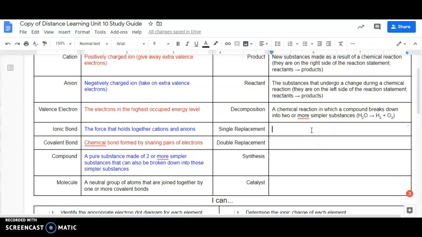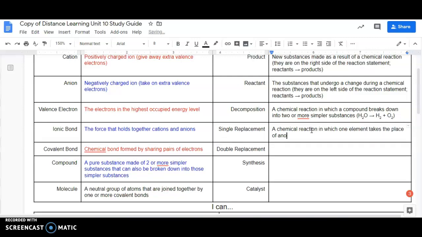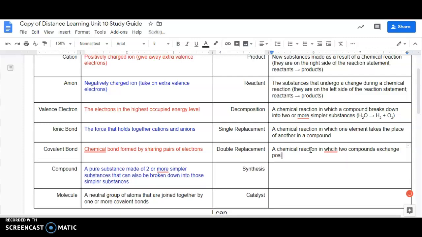Okay, single replacement. So single replacement is a chemical reaction in which one element takes the place of another in a compound. And a double replacement is a chemical reaction in which two compounds exchange positive ions and form two new compounds.